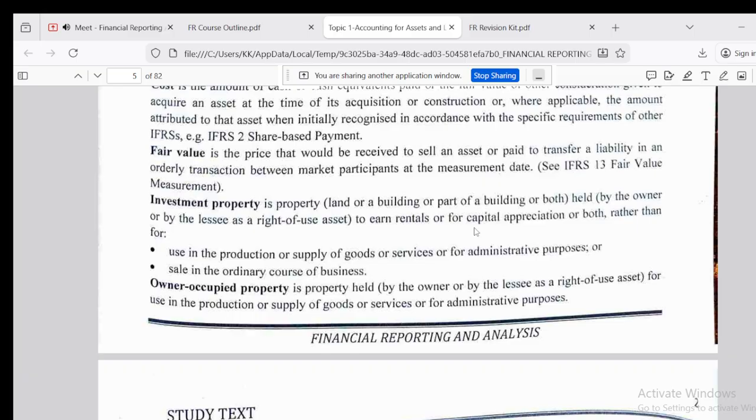Rather than. When I come to owner occupied property, are you seeing rather than? So you see those two rather than. Those are the ones that belong to owner occupied property. Exactly, my friend. Now I can see the difference.